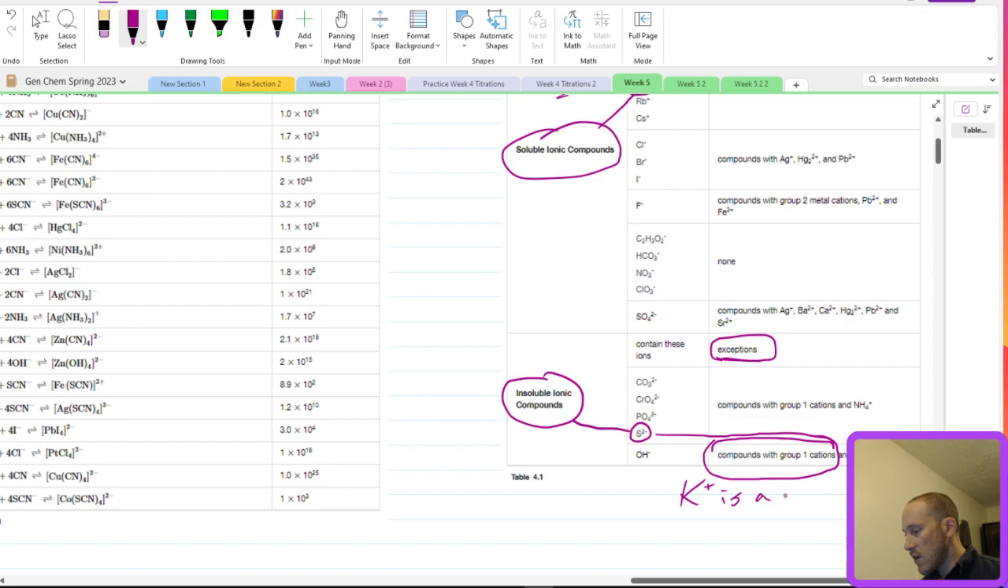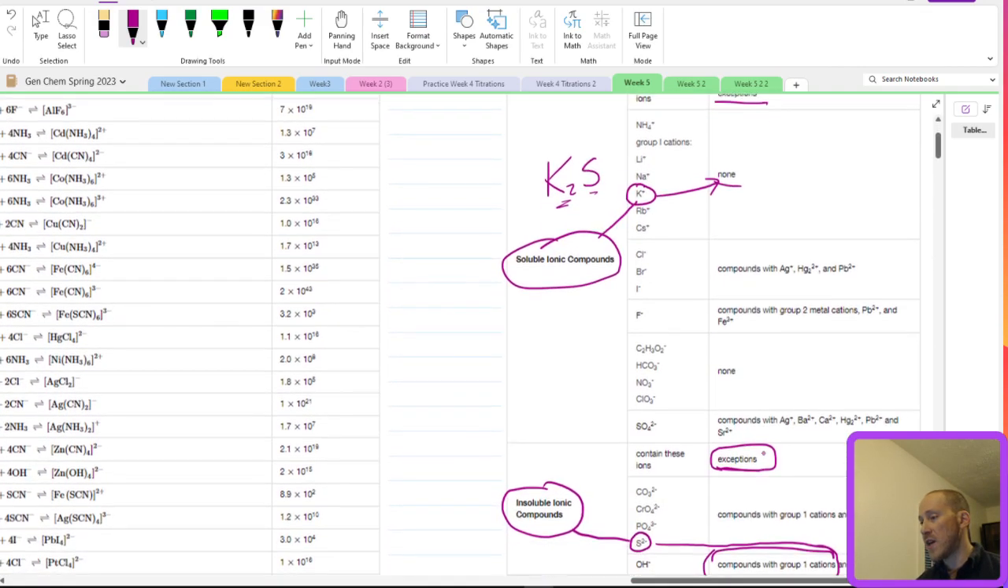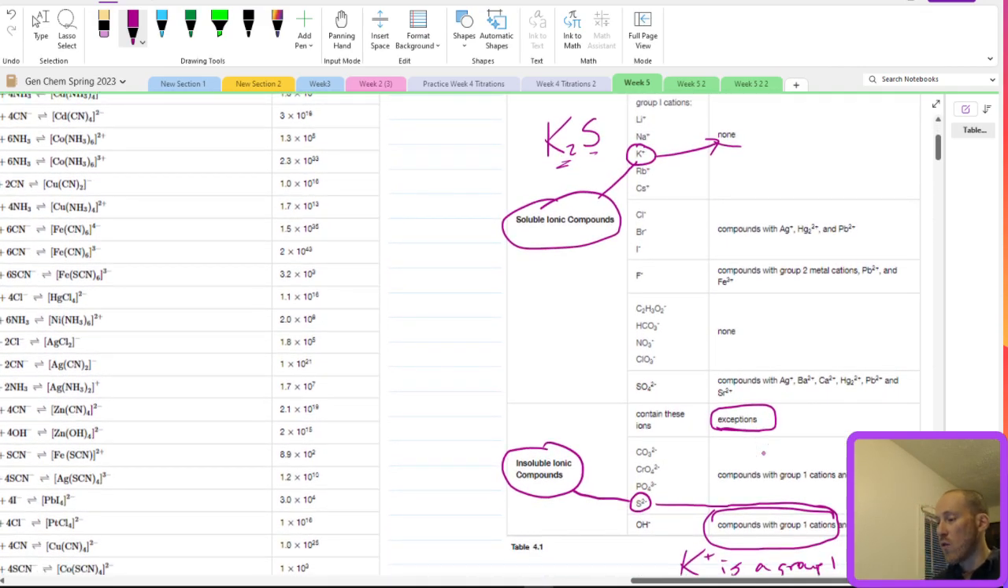Potassium is a group 1 cation, right? It's on the left column of the periodic table. That's group 1. So this table 4.1 tells us in two different ways that potassium sulfide is going to completely dissolve, whereas lead sulfide is going to barely dissolve. It's not soluble, so it'll dissolve only a tiny bit.